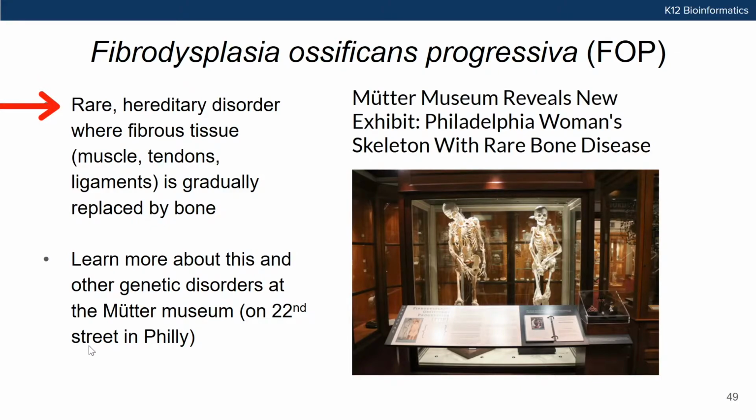tissue and connective tissue, such as tendons and ligaments, are gradually replaced by bone, a process called ossification. This is an extremely rare disorder, being diagnosed in only about 900 people worldwide. And so how would we go about identifying the specific genetic variant that causes FOP?